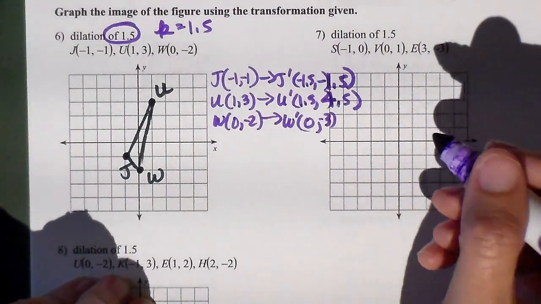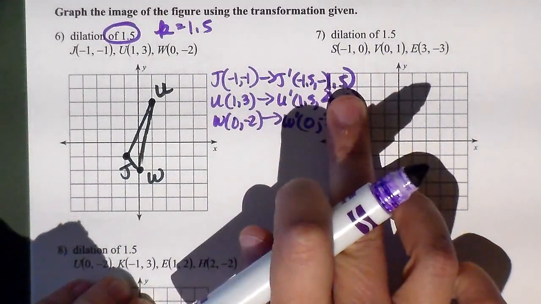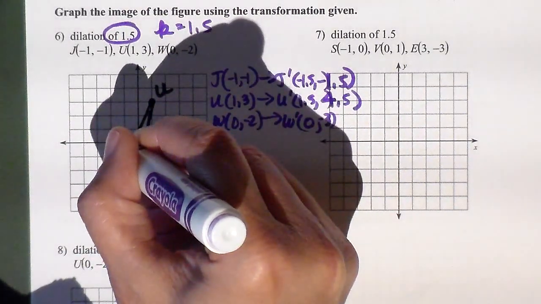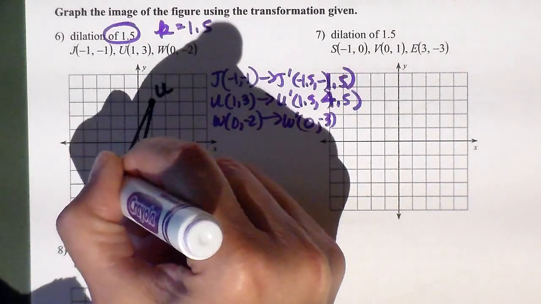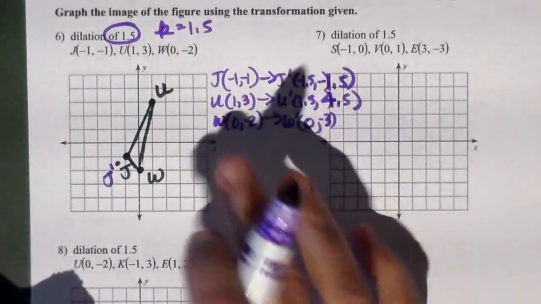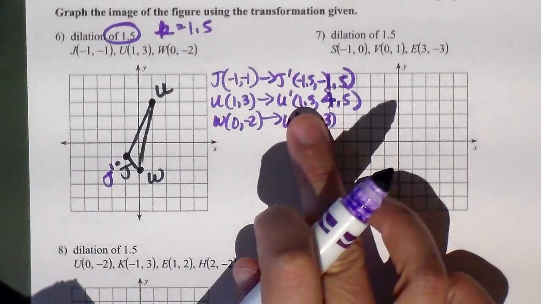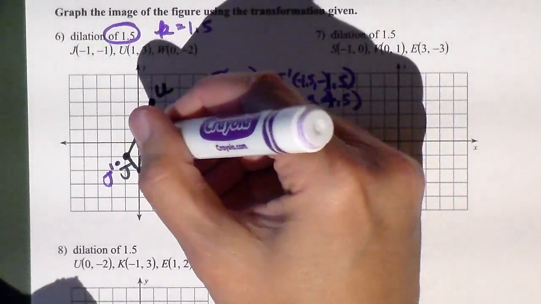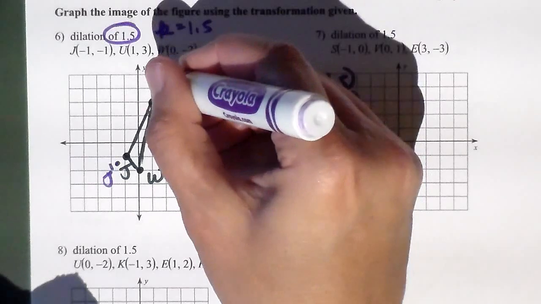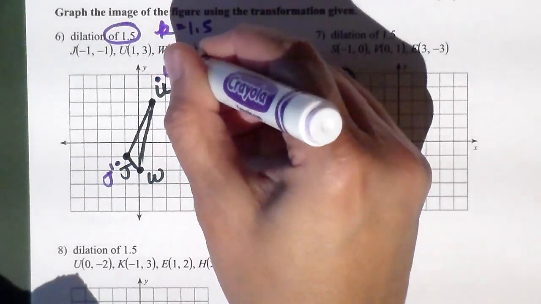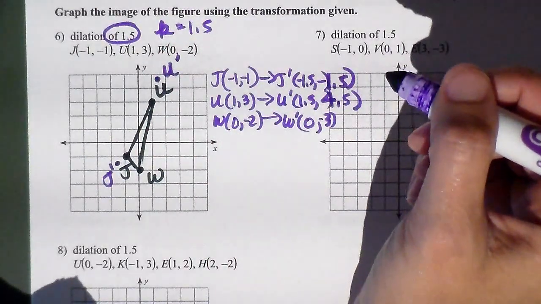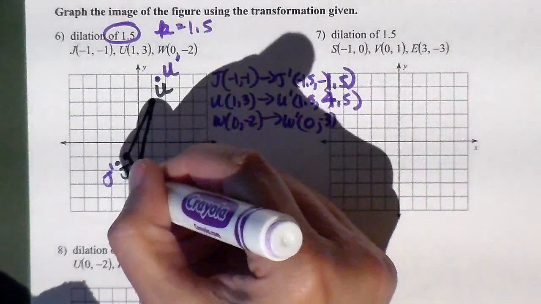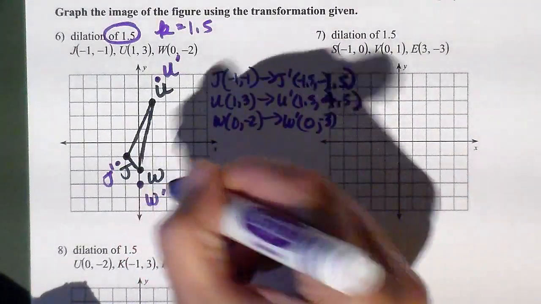Okay, so now I'm going to graph these. I'm at -1.5, -1.5. That's going to be my new J. -1.5, -1.5. So my J prime is right there. U went from 1, 3 to 1.5, 4.5. So I'm going to go over 1.5 and up 4.5. That's my new U. And W went from 0, -2 to 0, -3. So that's my W prime.